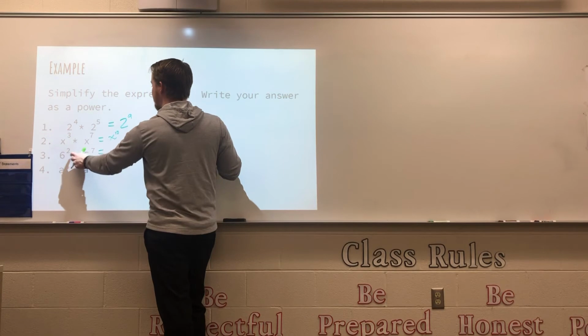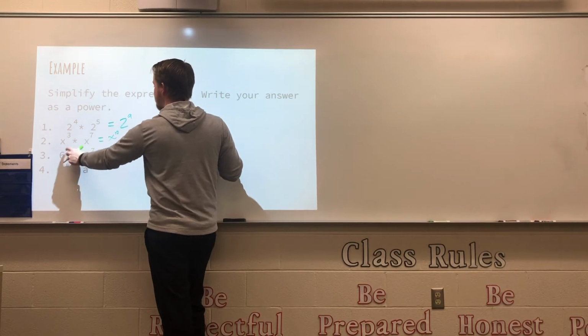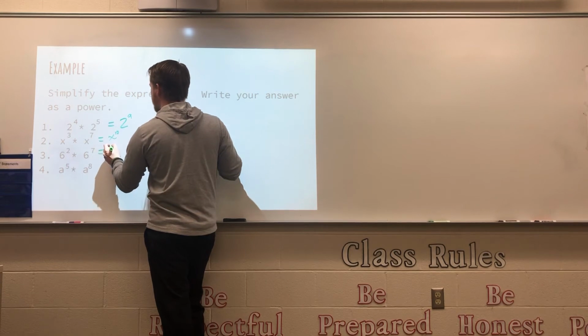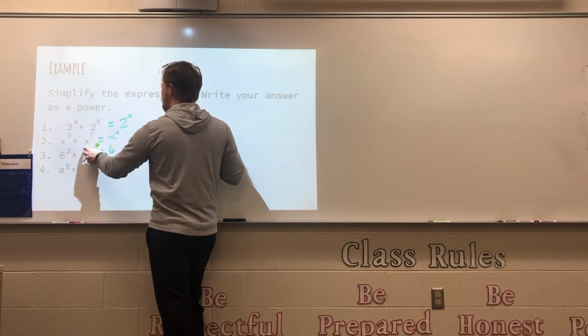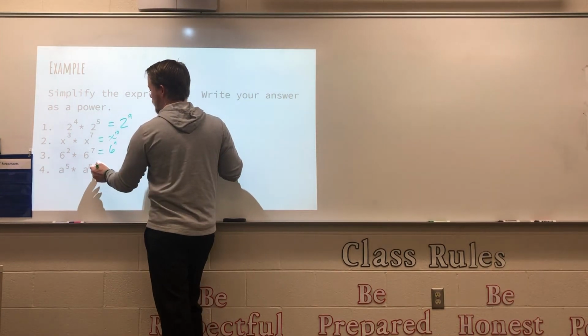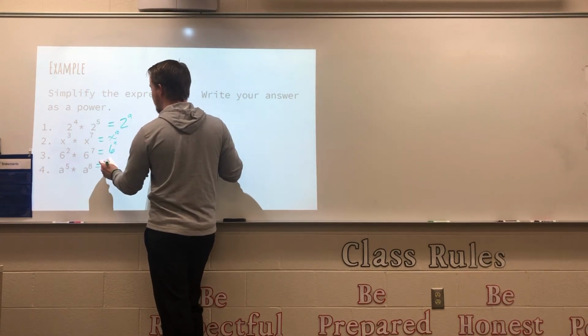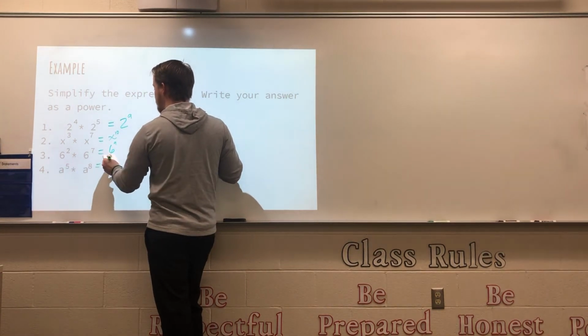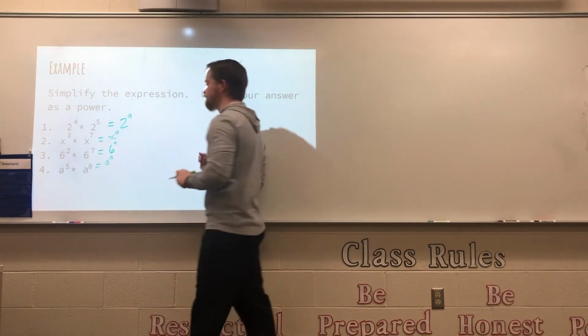Here we have 6 as the base on both. 6 to the 2nd times 6 to the 7th. So 6 is our common base. So we bring that down. 2 plus 7 is 9. And then lastly, we have a as a common base. So we add the 8 and the 5 to give us 13.